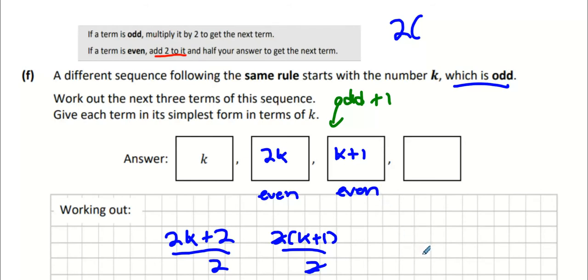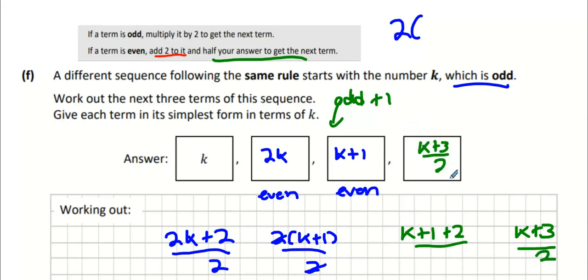The next one after that is going to go through the even rule again. So the even rule is add 2 to it. So I'm going to get my k plus 1 and add 2 to it, which gives me k plus 3. And then I have to halve my answer, which is (k plus 3) over 2. And there are my 3 new terms.